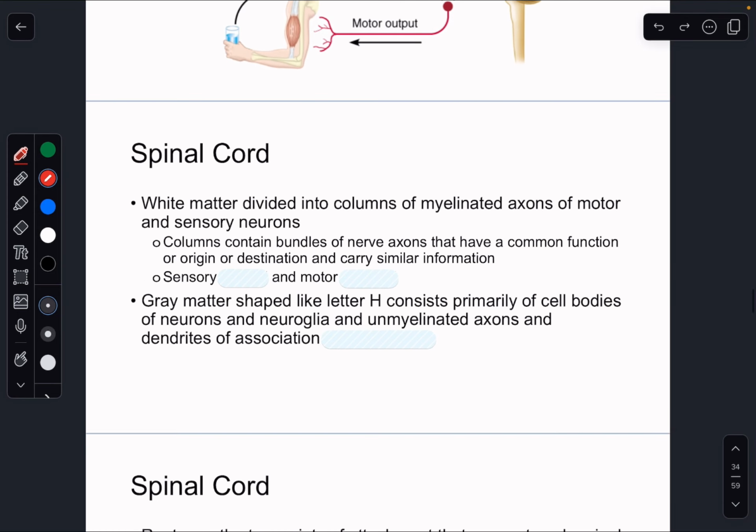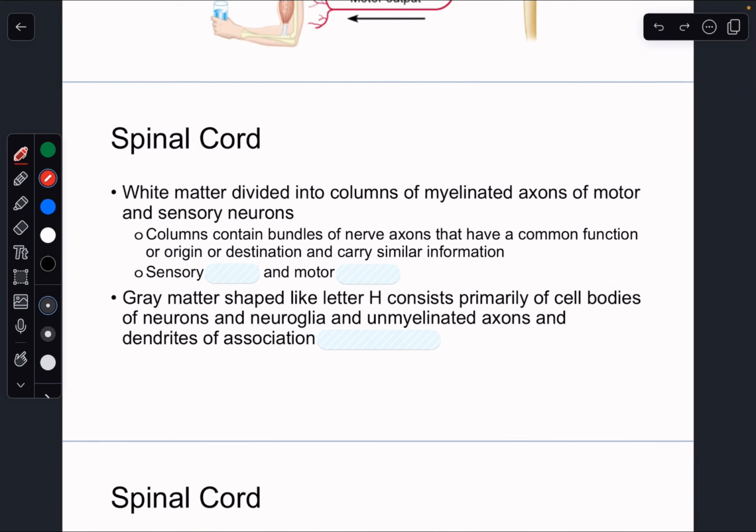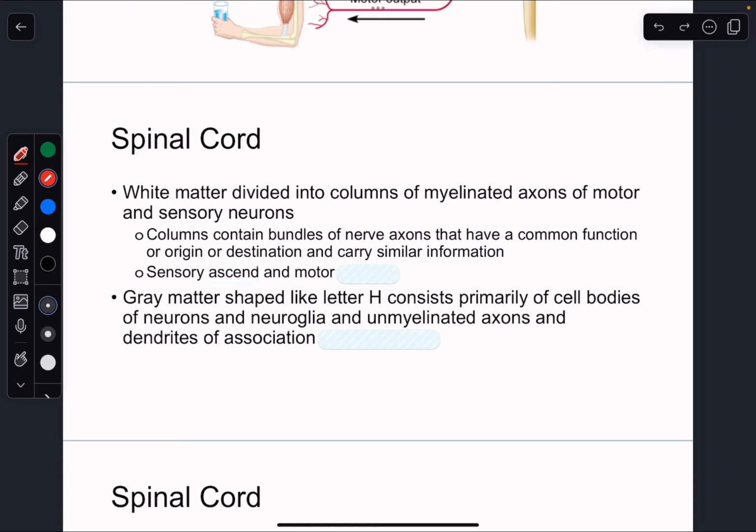Okay. Spinal cord. White matter is divided into columns of myelinated axons of motor and sensory neurons. Columns contain bundles of nerve axons that have a common function or origin or destination that may carry similar information. Sensory ascends and motor descends. And it makes sense.